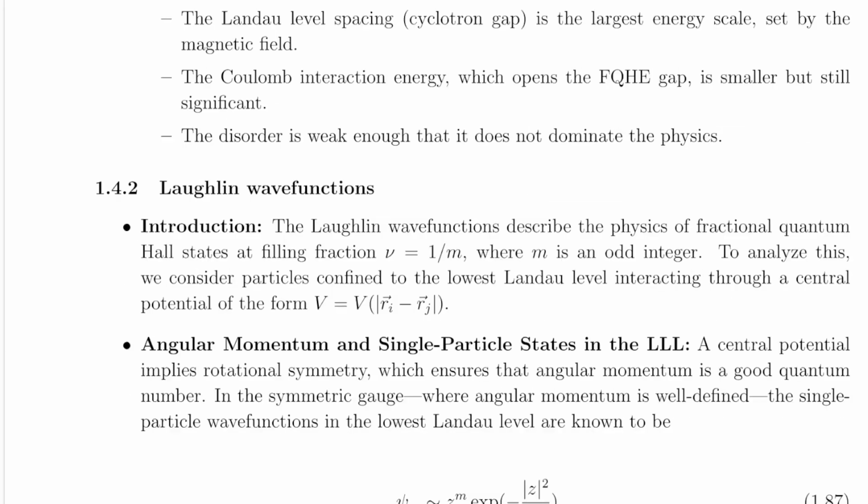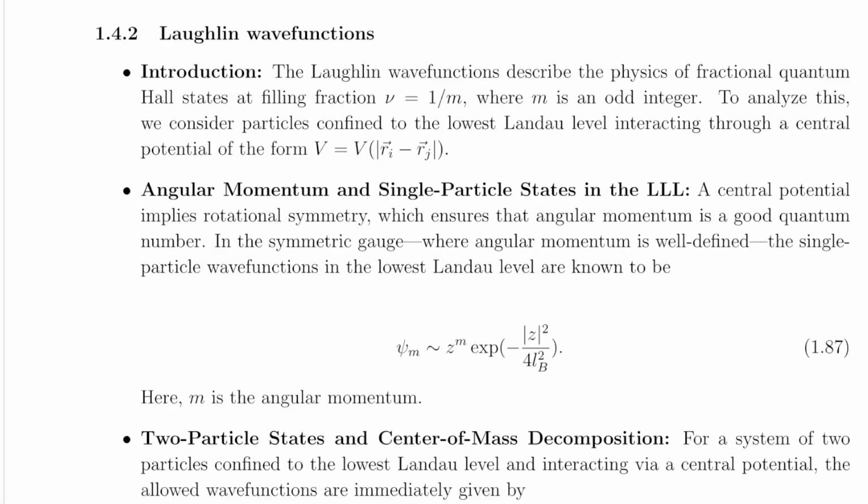The Laughlin wave function and the quantum droplet. One of the most elegant ideas in condensed matter physics is the Laughlin wave function, proposed to explain the fractional quantum Hall effect at filling fractions like nu equals 1 over m, where m is an odd integer. To see what this means, imagine electrons confined to a flat, two-dimensional plane in a strong magnetic field.